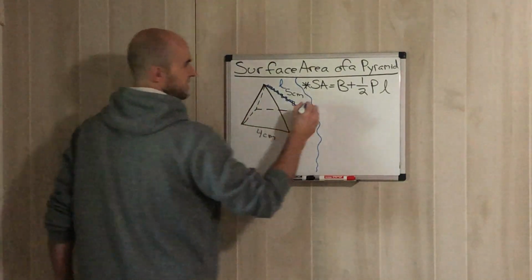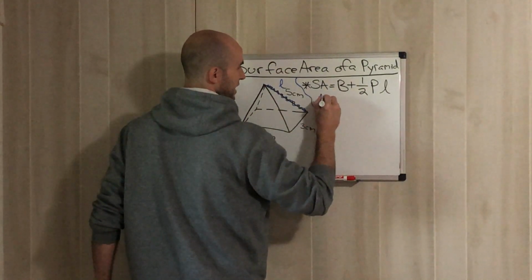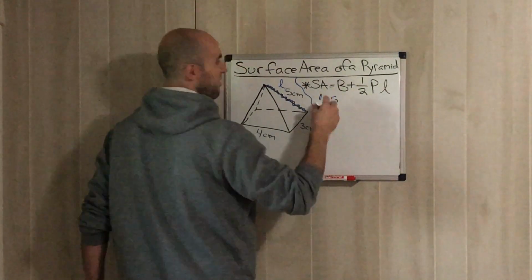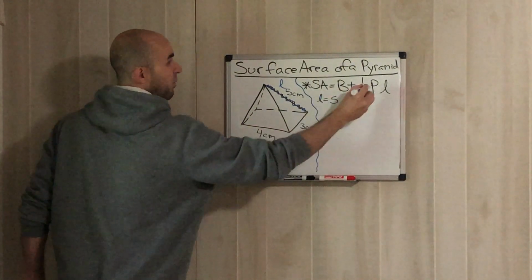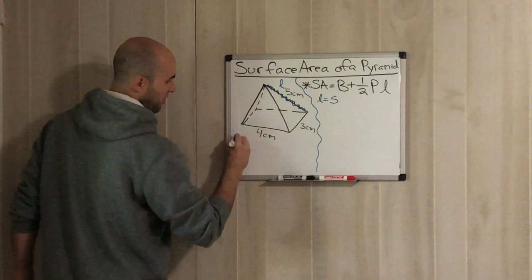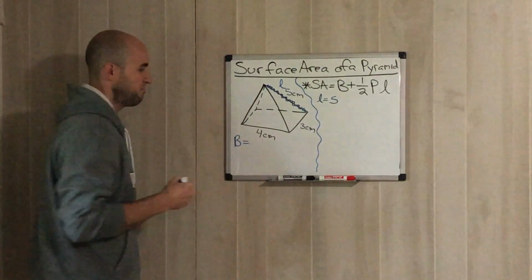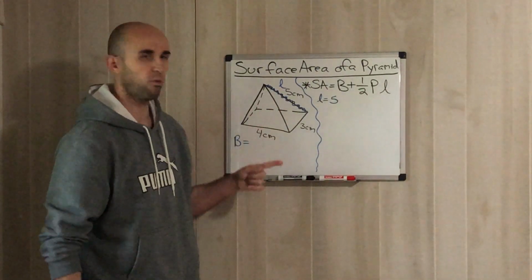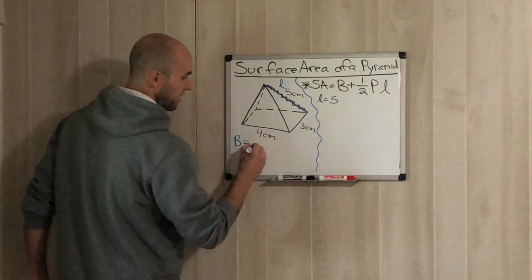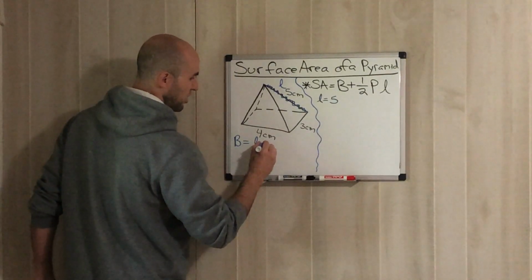Let me write this here. And if I run out of space, I'm sorry. So we know that L is 5. Now we want to figure out what B is, and we want to figure out what P is. So to figure out B, remember, B represents the area of the base. So since the base is a rectangle, the way that you find area of a rectangle is you would do length times width, right?